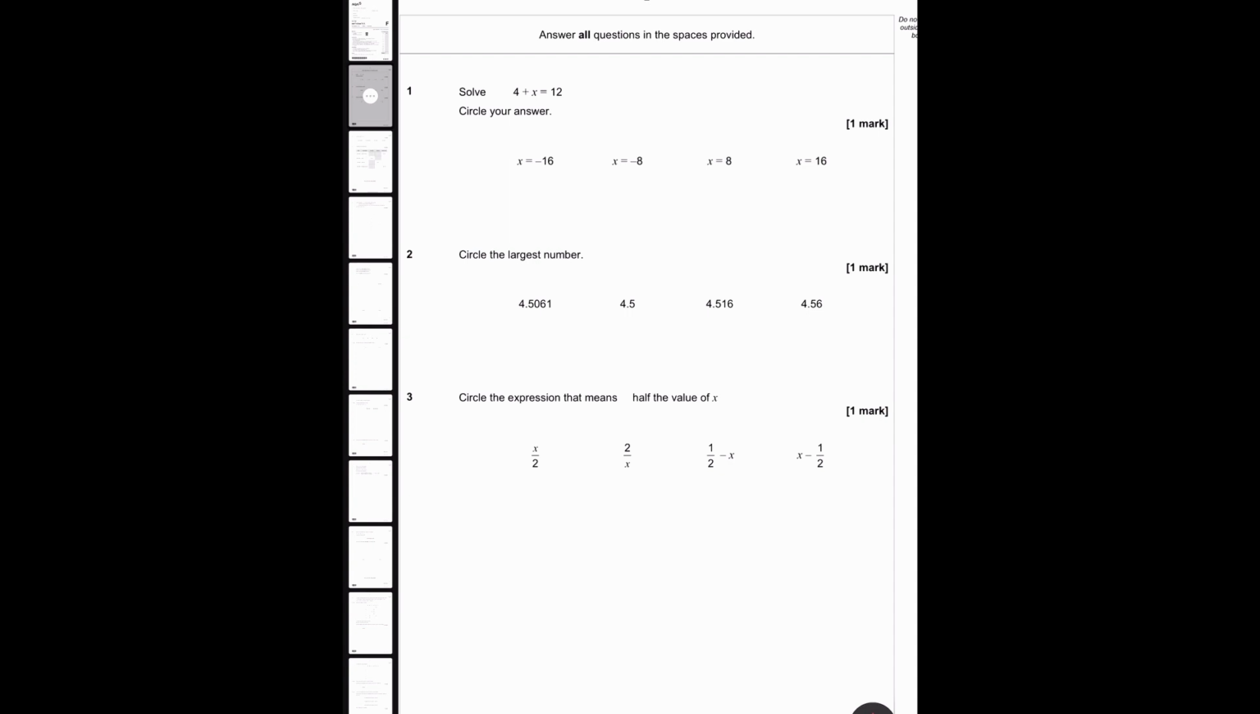Question 1 says to solve 4 plus x equals 12 and we want to circle the correct answer. In order to do this we need to take the 4 away from the 12. The 12 minus 4 equals 8, so our answer is x equals 8.